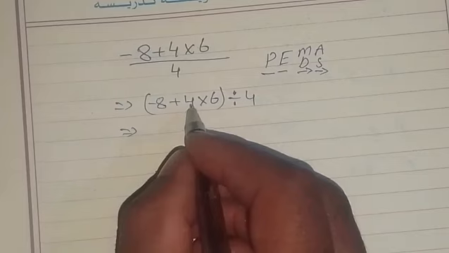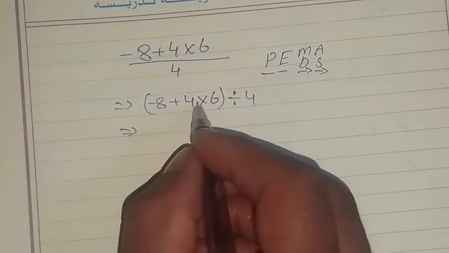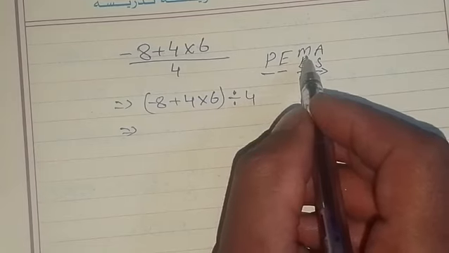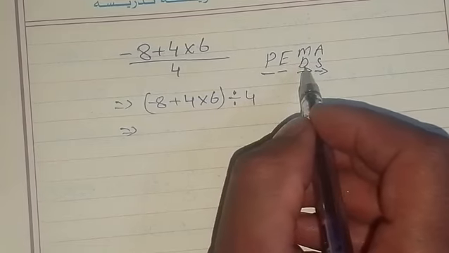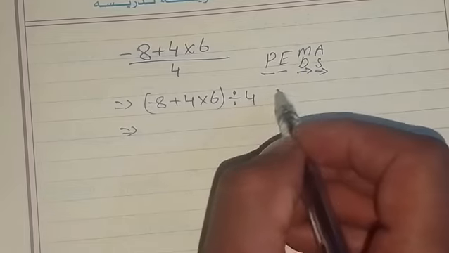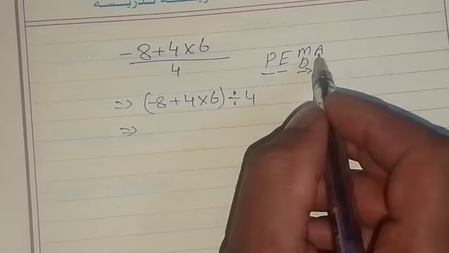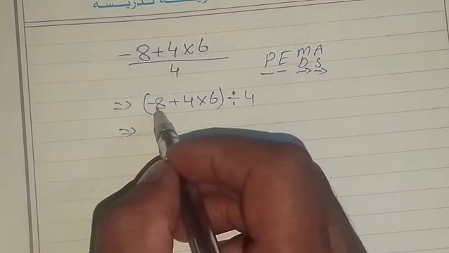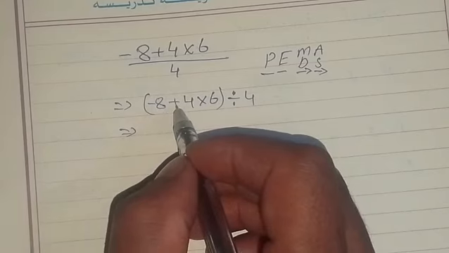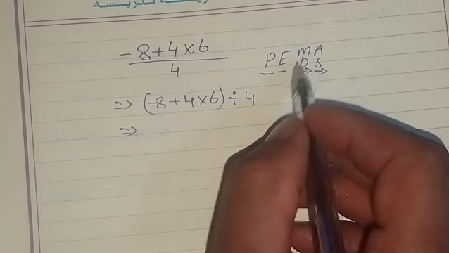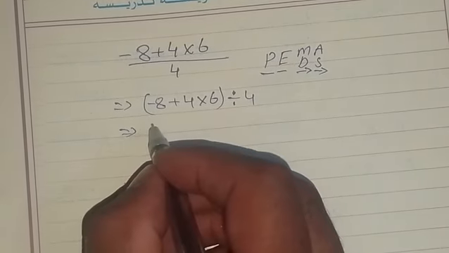The numerator is minus 8 plus 4 multiplied by 6. So according to the rule, multiplication and addition we solve from left to right, and then we solve addition or subtraction. So we have one subtraction, one addition, and one multiplication. According to the rule, first we solve multiplication.